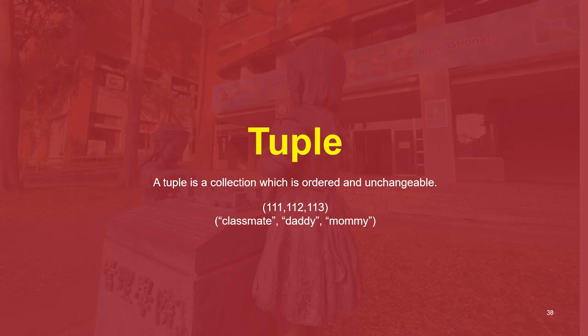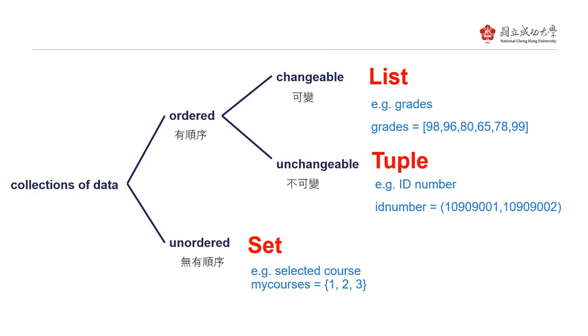Which one is ordered and changeable? List. And which one is unordered and unchangeable? Set, right? And the tuple is here. So really complex, right? No worry, I will give you a figure. You only need to notice this one. You need to memorize this figure. So you will see what is ordered and unordered. And if you want a changeable one, you will use the list.